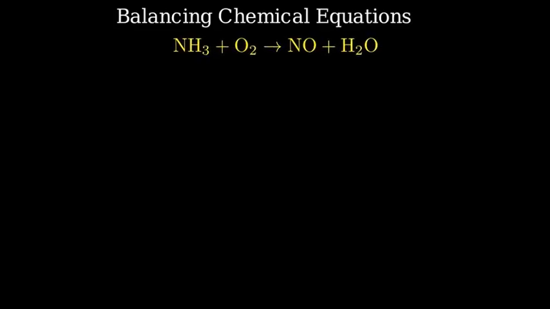Let's learn how to balance chemical equations. We'll use the reaction of ammonia with oxygen to produce nitric oxide and water as our example. The unbalanced equation is NH3 plus O2 yields NO plus H2O. The first step is to count the number of atoms of each element on both sides of the equation.